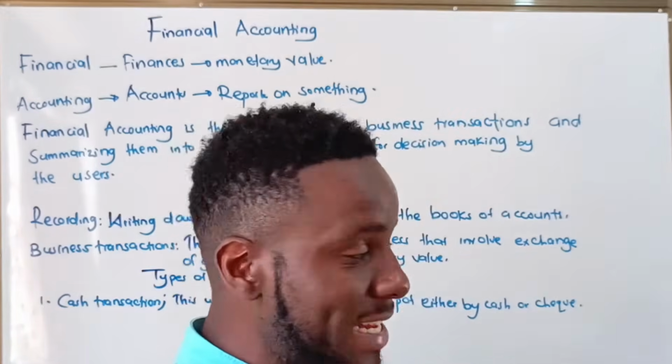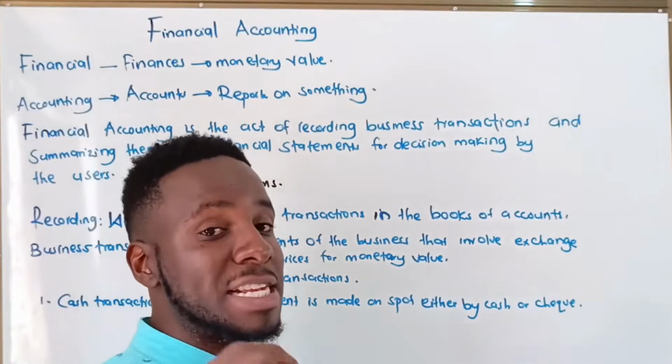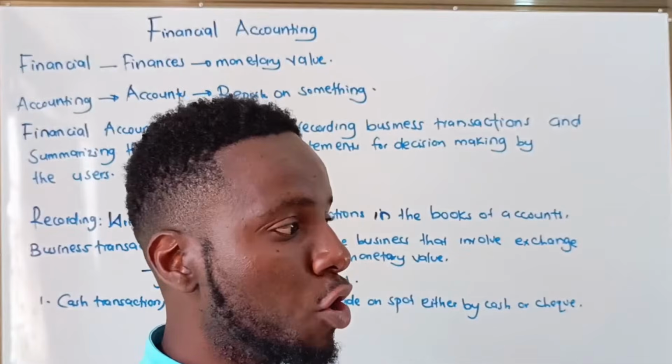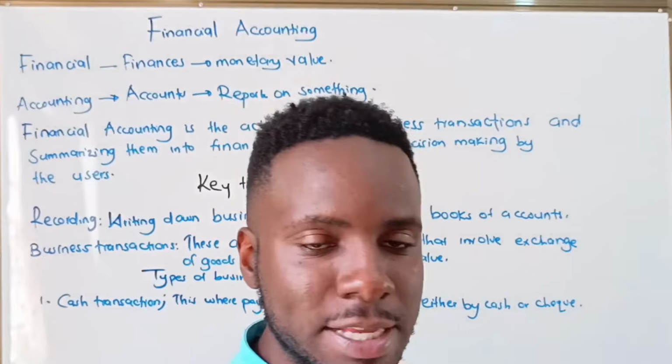For example, he might just sign a check and say, go get goods of this amount by check. That means he brings the check to the business. Or he might just pay by cash. That's if he has the money with himself or herself.